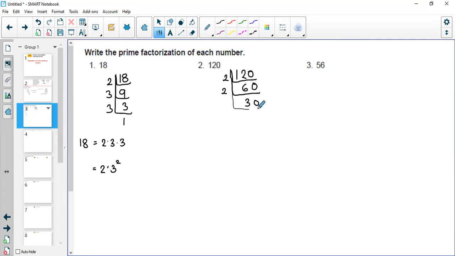Now 30 can still be divided by 2, so that will give me 15. Now 15 cannot be divided by 2, so I choose another number by which I can divide 15. That's a 3, which means it's going to be 5. Then again I divide this by 5, that will give me a 1. So I keep dividing with the smallest possible factor until I get the remainder as 1. So let's rearrange this.